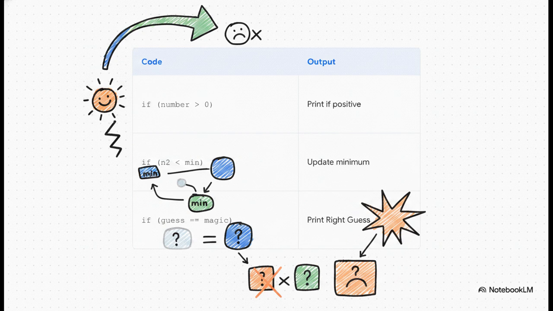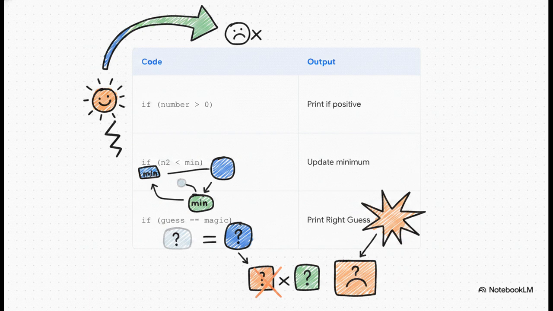Now look at the second example. Here, we're trying to find the minimum of 3 integers by making a series of independent checks. We start by assuming the first integer is the minimum. Then we use a separate if statement to check if the second integer is smaller. Then yet another if statement to check if the third is smaller. By running these checks one after the other sequentially, we are guaranteed to find the smallest number.